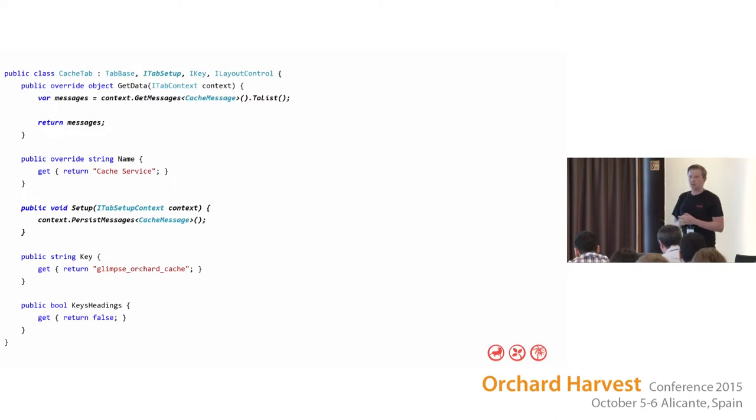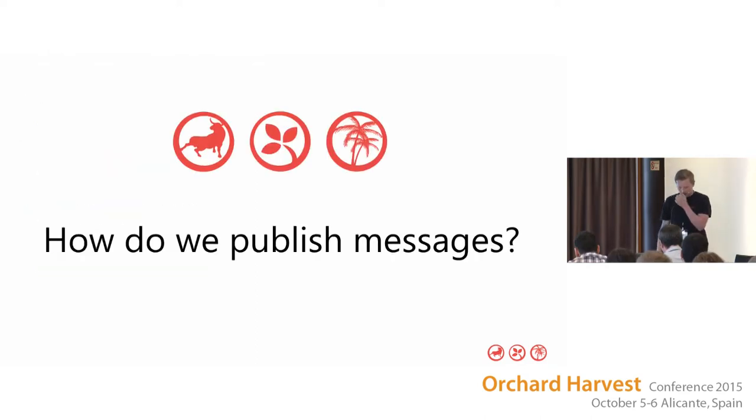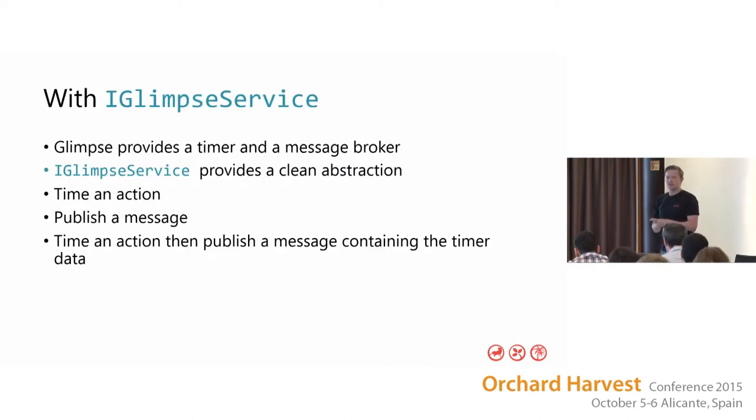So that's all well and good, but we still haven't yet published the messages to the Glimpse broker. So how do we do that? The answer is with IGlimpseService. So IGlimpseService is an IDependency. There is an implementation, or I am working on an implementation of that, that will be hopefully included in a future version of Orchard. So I'm just going to demonstrate how this works.